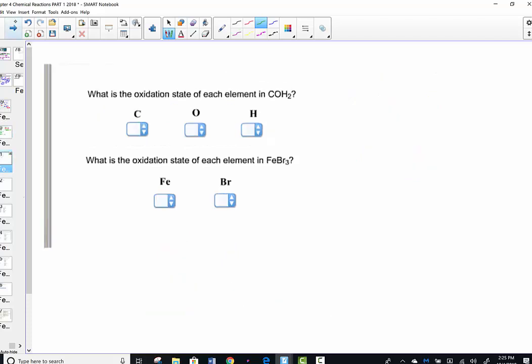There's a series of these on your homework. Here's a compound, COH2. There's a rule that says oxygen is usually a -2. So I know right off the bat what to assign that oxygen. There's a rule about hydrogen. Hydrogen, when bonded to non-metals, and that's what C and O are, they're non-metals, is always +1.